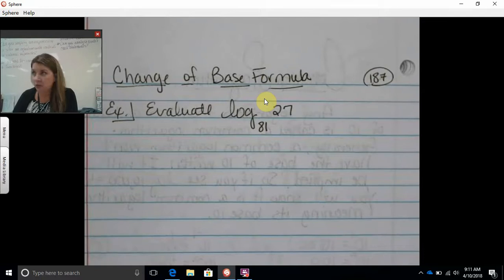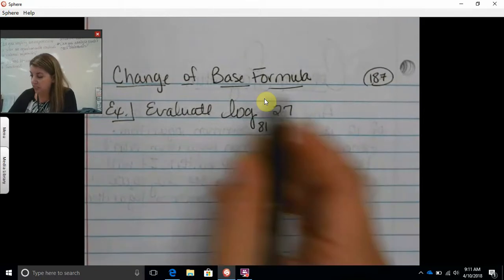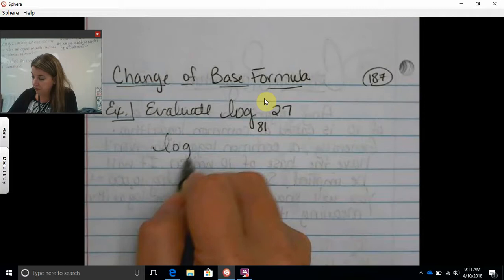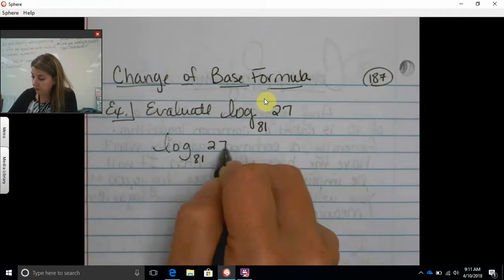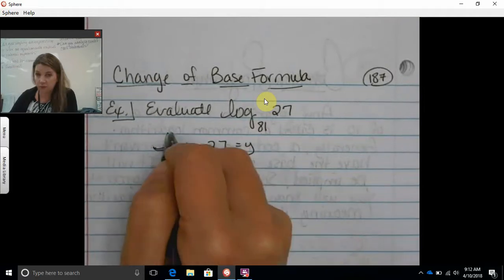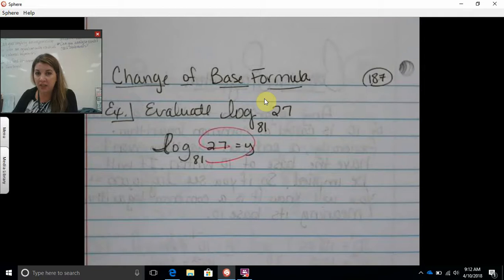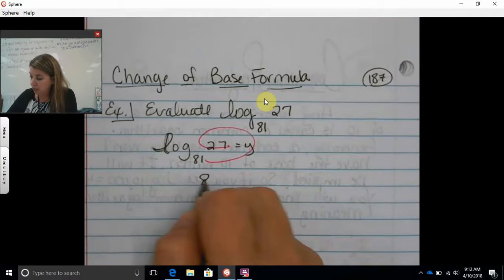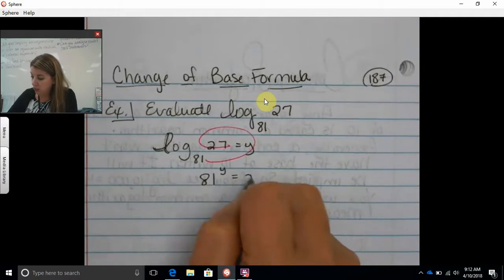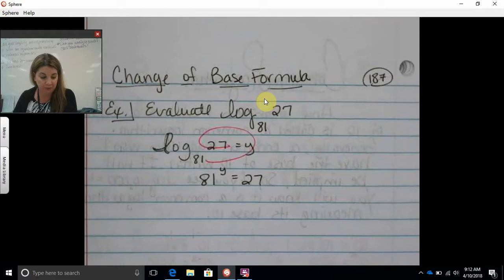The way that I taught you how to do it is to rewrite it as an equation. So basically set it equal to y, and then write it as an exponential equation. Remember we do that little Snell method thing: 81 raised up to the y equals 27. And then we have to try to write both sides with the same base.